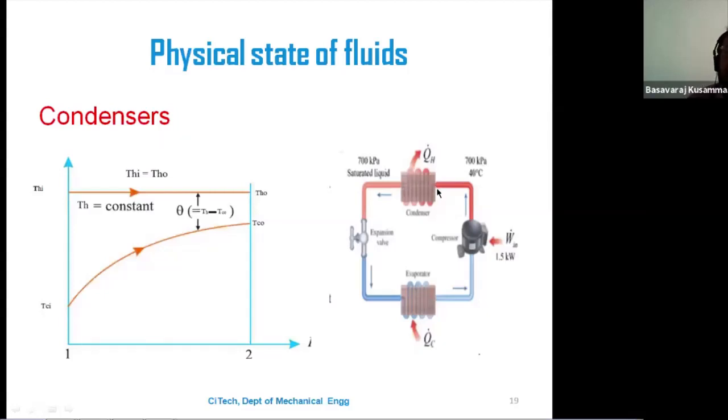Suppose the gas here is called the hot fluid. It stays at the same temperature, so the outlet will be the same temperature. But the liquid which is passing through the condenser is the cold fluid, and its temperature will increase in the condenser. So this is the condenser here, okay?